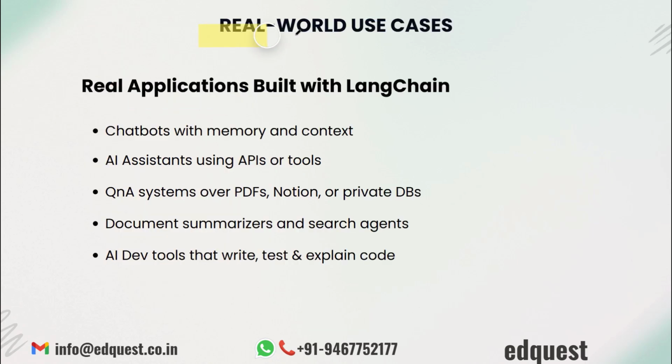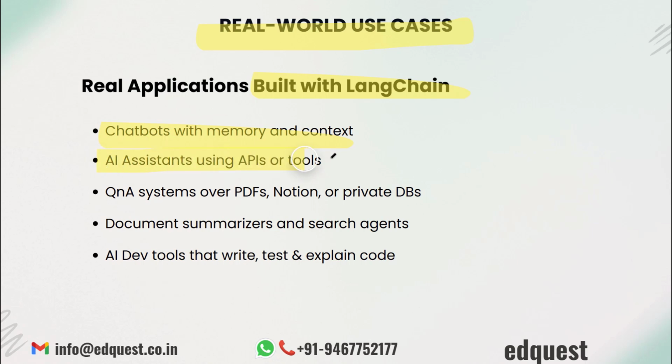Real world use cases. Let's talk about the exciting part. What can you actually build with LangChain? People across industries are already using LangChain to build smart AI apps. And here are some amazing real world applications. Chatbots with memory and context. You can build chatbots that don't just respond to a single question but can remember the whole conversation. Imagine a customer support bot that remembers your past issues or a therapy chatbot that remembers your past sessions.